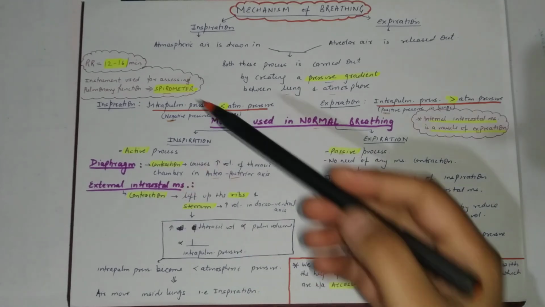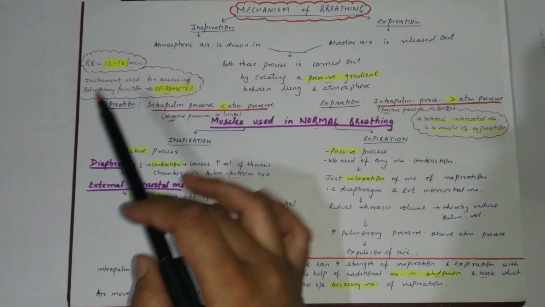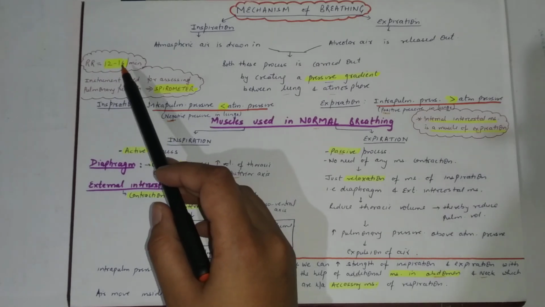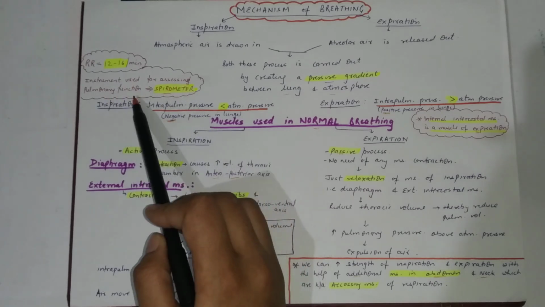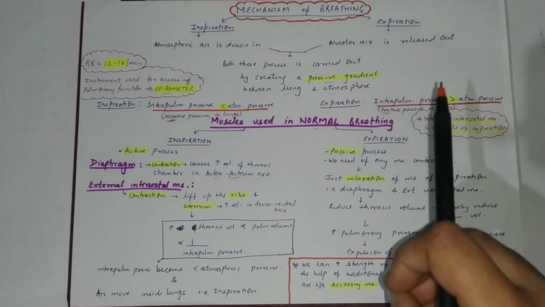Another last two points which are very important from the MCQ point of view: on an average the respiratory rate is 12 to 16 times per minute, and the instrument used for assessing pulmonary function is the spirometer. So this is about the paragraph mechanism of breathing.